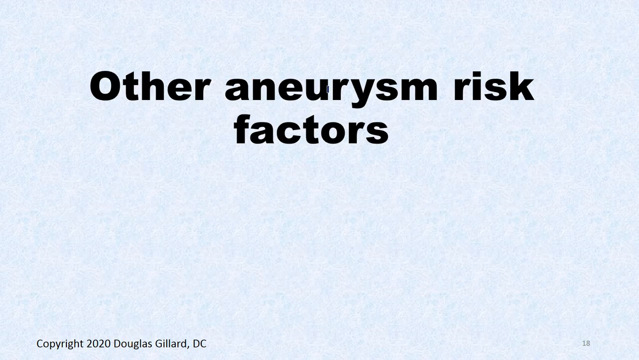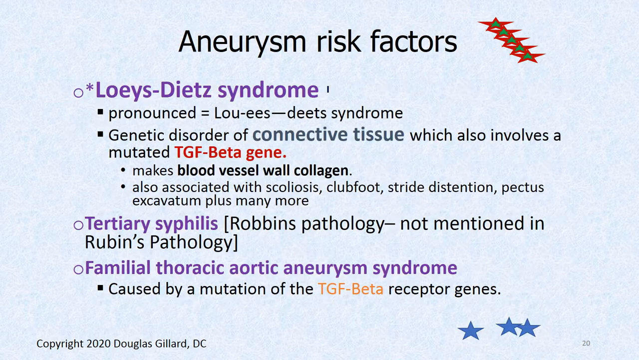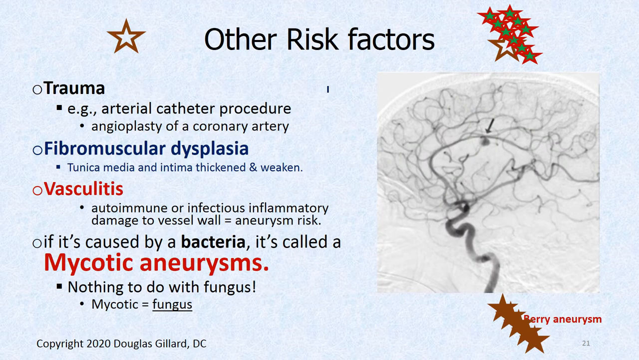So the connective tissue diseases all cause a risk for aneurysm. What are some other things that cause a risk for aneurysm? Trauma, you could get a catheter injury to the blood vessel. Fibromuscular dysplasia, which we've talked about, can weaken the blood vessel wall. If you get an inflammation of the vessel through autoimmune attack or infection, that's called vasculitis.